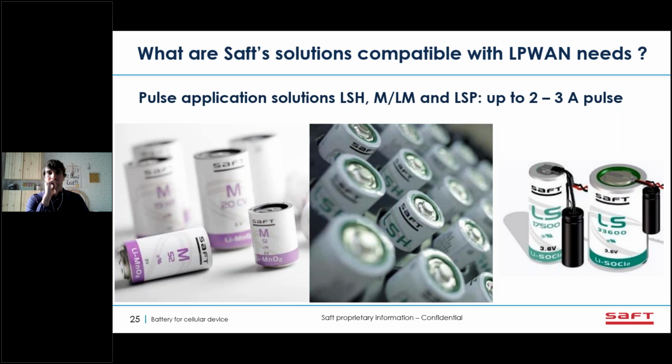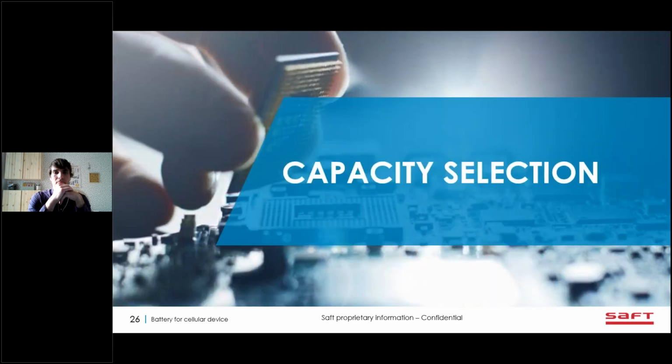Clearly, the first driver of any application will be the operating and the cutoff voltage. This is the first driver. But other factors have to be considered. The second one to be considered is the capacity: how you will select the nominal capacity of the battery.